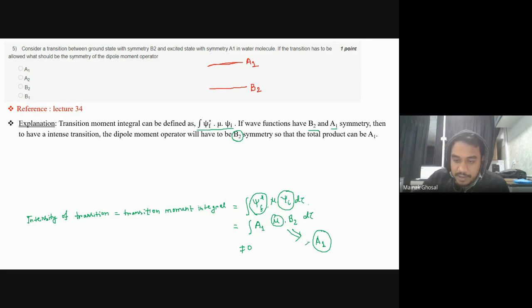So to make this A1, we are doing back calculation. That means there is A1, so mu must have something which will multiply with B2 to give A1, right? Because I have to find A1 equals A1 cross mu. That means there will be something.